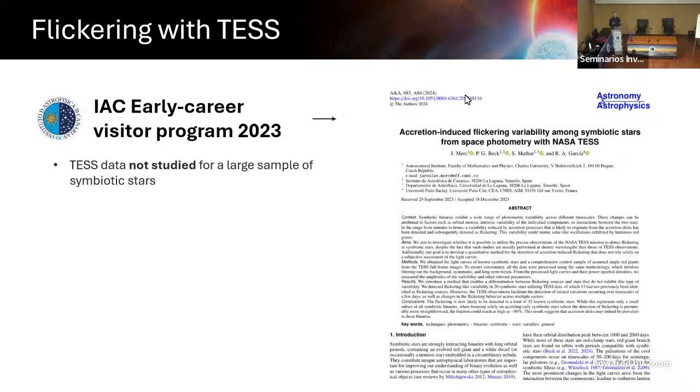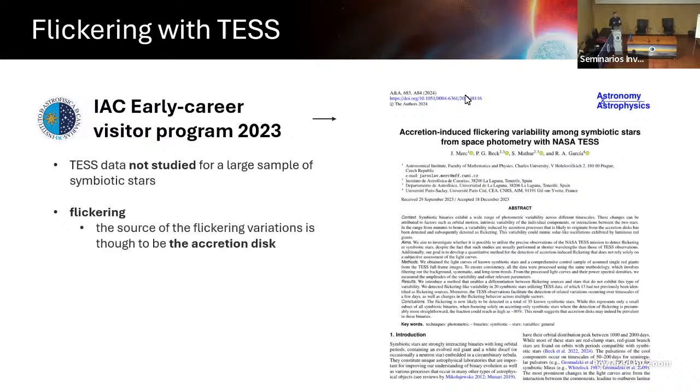The main motivation was that TESS data had not been studied for symbiotic stars, maybe just for a few selected objects, but not for a sample of symbiotic stars. So it can be interesting to explore this new data set. To cut the story short, the original idea was not to study flickering, because I was not expecting to see something like flickering with TESS, but we ended up studying flickering with TESS.